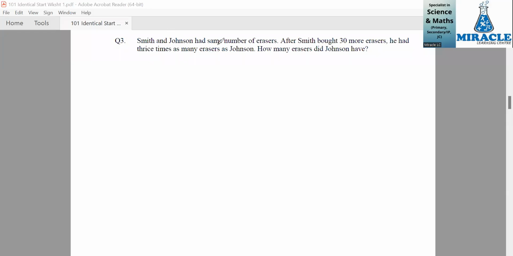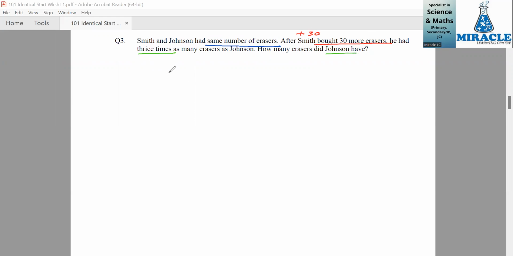Question 3. Smith and Johnson had the same number of erasers. After Smith bought 30 more erasers, so Smith plus 30, he had thrice as many erasers as Johnson. So how many erasers did Johnson have? So let's first draw out our model.